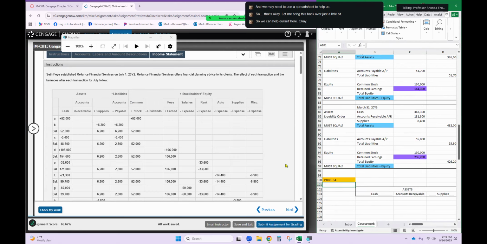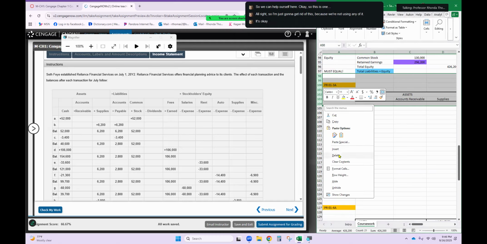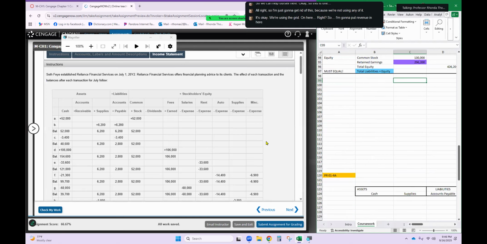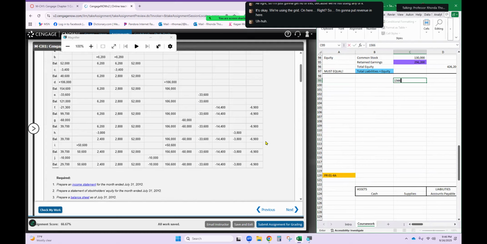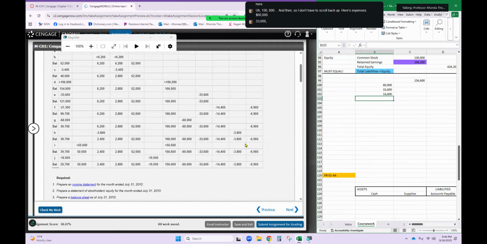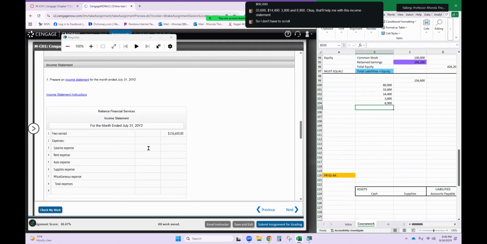Okay, so this is one. All right, so I'm just going to get rid of this because we're not using any of it. That's okay. We're using the grid on here. All right, so I'm going to put revenue in here, 156,600. And then, so I don't have to scroll back up, here's expenses: 60,000, 33,600, 14,400, 3,800, and 6,900. Okay, that'll help me with this income statement, so I don't have to scroll up and down.